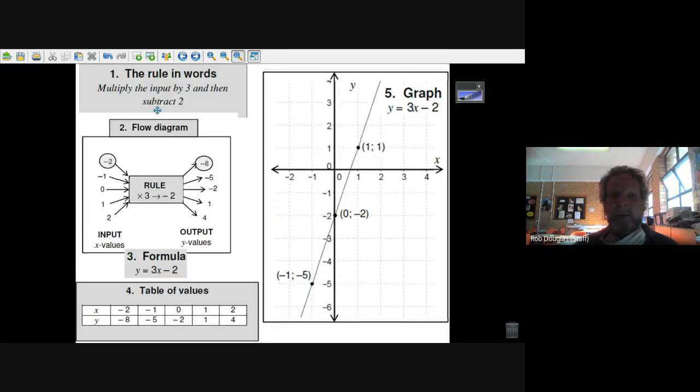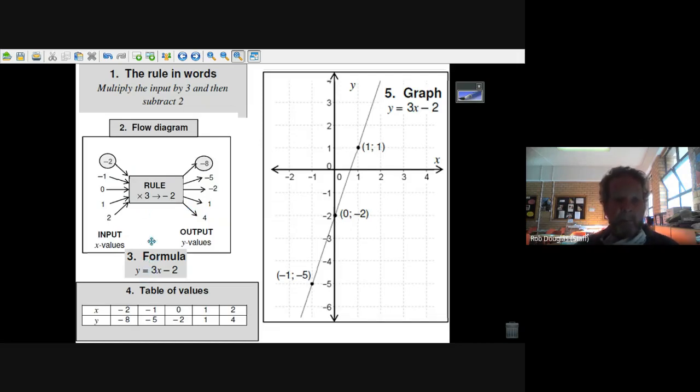We looked at this rule here. Say this was the rule: we multiply the input by 3, and then we subtract 2. Well, we used a flow diagram, and right in a box we write, first we times by 3, and then we subtract 2. What makes it a function, though? If I put one thing in here, like 1, times 3 is 3, 3 minus 2, and out comes 1. For every x value that goes in, only one thing comes out. So that's what makes it a function.